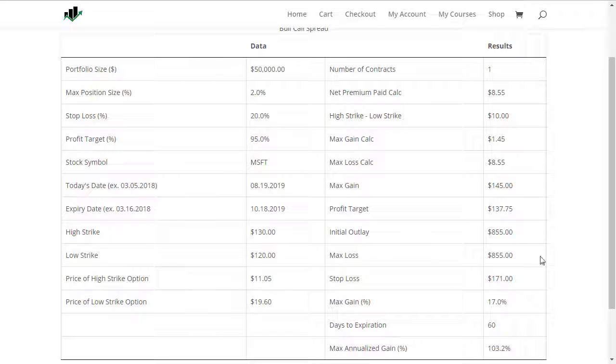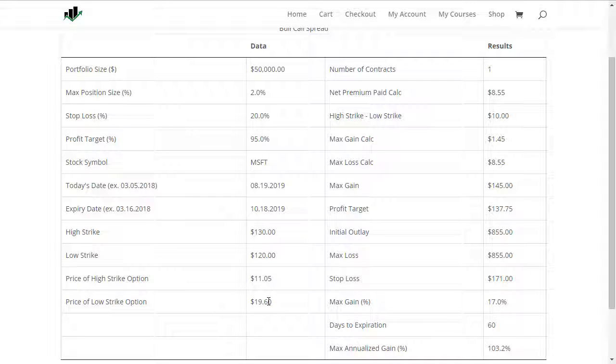And so, what I put in on this side is where you enter your data, and on this side is where the calculations occur. So we're going to look at a portfolio size of $50,000 and a max position size of 2%. So we're not risking more than 2% of our account on this one trade. And for Microsoft, this is going to be today's date, which is 8/19, the expiry date, which is 10/18, 60 days out. The high strike is 130, the low strike is 120, and the price of the high strike option is 11.05. The price of the low strike option is 19.60.